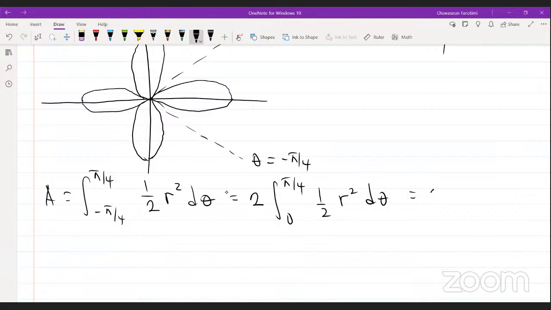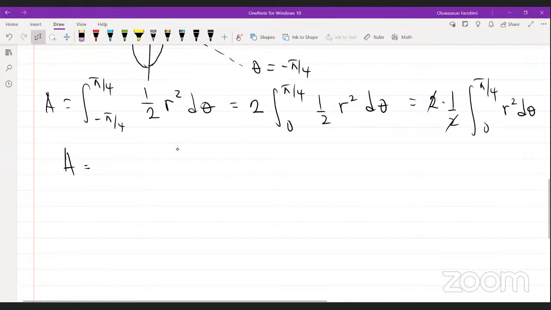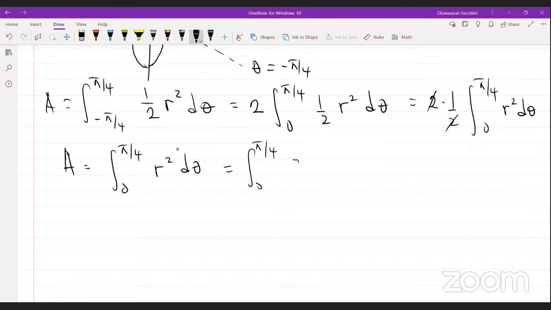Okay, so obviously, this is 2 times 1/2, integral from 0 to pi over 4, r squared d theta. So what do we see, guys? The 2 times 1/2 cancels, so this area becomes the integral from 0 to pi over 4 of r squared d theta. But what is r? r is cosine of 2 theta, right? So I can do a replacement. This becomes cosine of 2 theta, but remember, there's going to be a square.